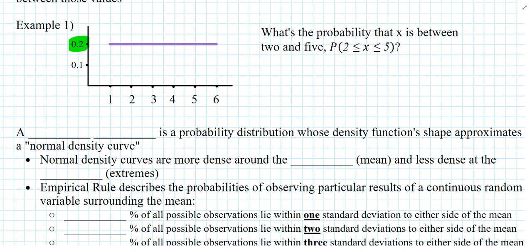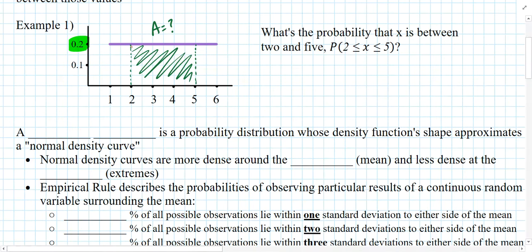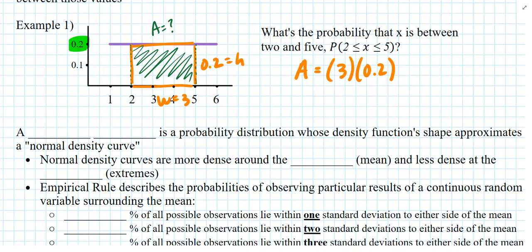So, in order to find the probability of choosing a value x between 2 and 5, we find the area under the curve between 2 and 5. Since this is a rectangle with a width of 3 and a height of 0.2, the area computes to 0.6, or 60%.